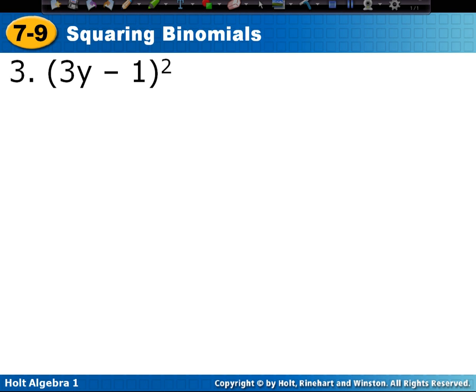But go ahead and choose a method and try this one on your own, whether you want to write it out twice and multiply it out, distribute it out the same way that we've been doing for a couple of days, or if you want to try the new method with what we call the shortcut, with the a squared plus 2ab plus b squared. Go ahead and pause the video and do this one on your own.